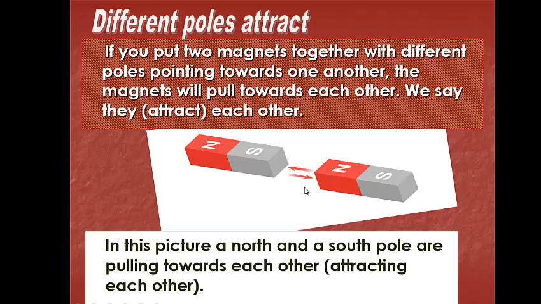Let's see here different poles. If you put two magnets together with different poles pointing towards one another, like this picture, the magnets will pull toward each other. So they will love to see each other, north and south, opposite poles. We say they attract each other. In this picture, a north and a south pole are pulling toward each other. See the arrows here? They are pulling toward each other.